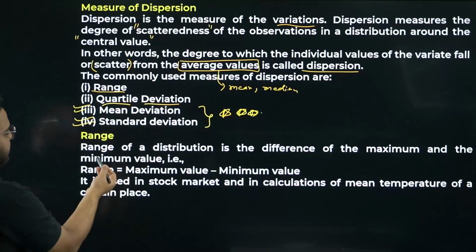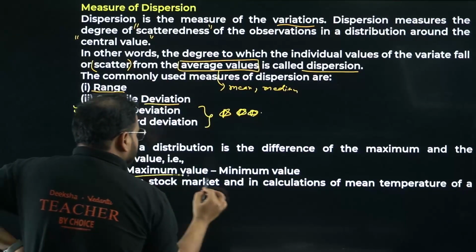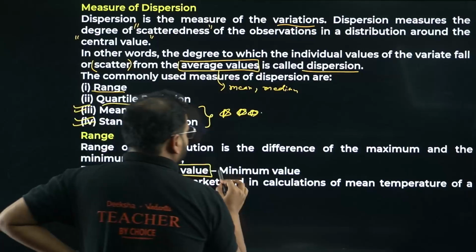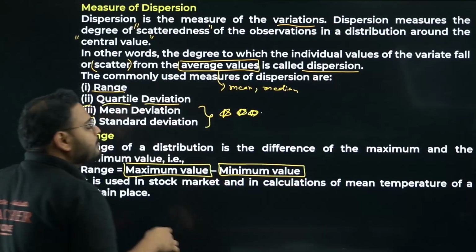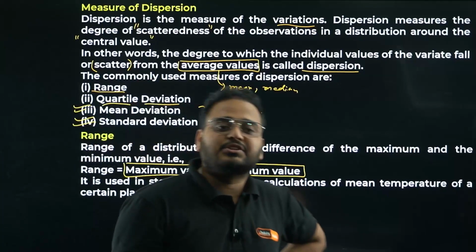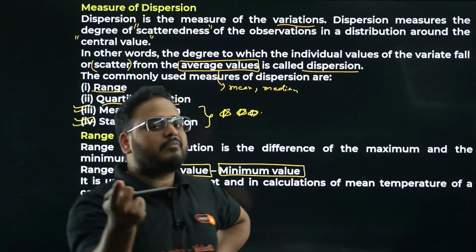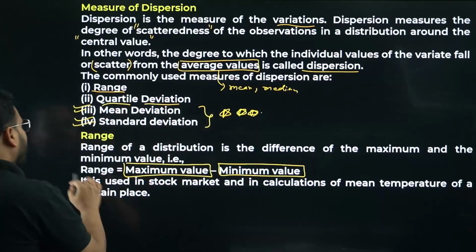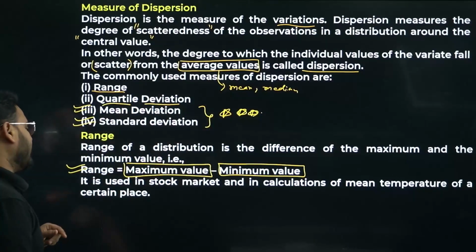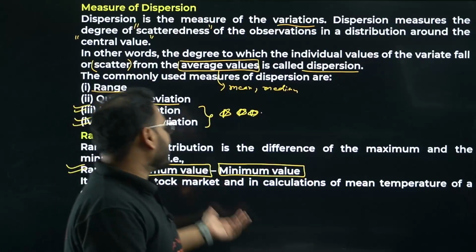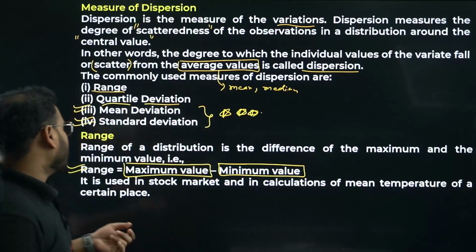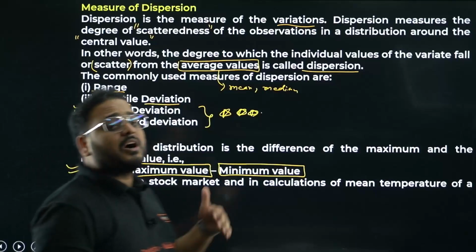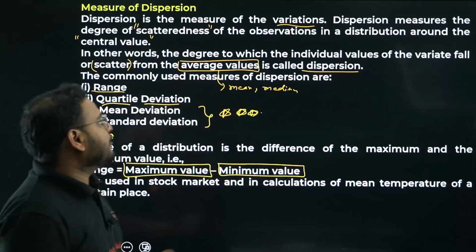Now the range has a very simple definition: the maximum value of the observation minus the minimum value of the observation. Whatever observation is given to you, whether it is age or population, the maximum value minus the minimum value will be the range of the given data. It is used in the stock market and in calculations of mean temperatures of a certain place. It is used a lot of times. Some examples are given over here as well.